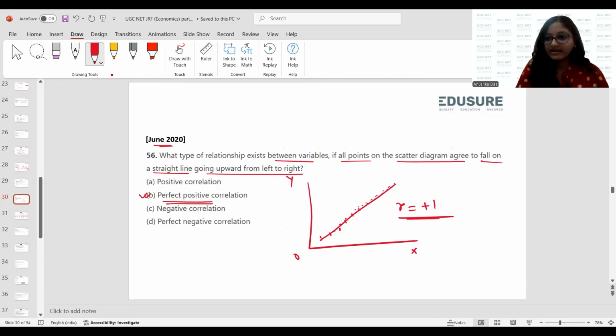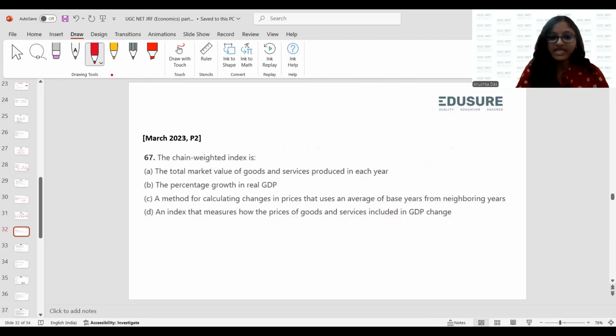So this is a June 2020 recent year question, perfectly positive correlation. Okay, the next question is exactly from the lecture note that I have provided you. The chain weighted index number. What is chain weighted? Chain weighted means the base of the index number is also changed.